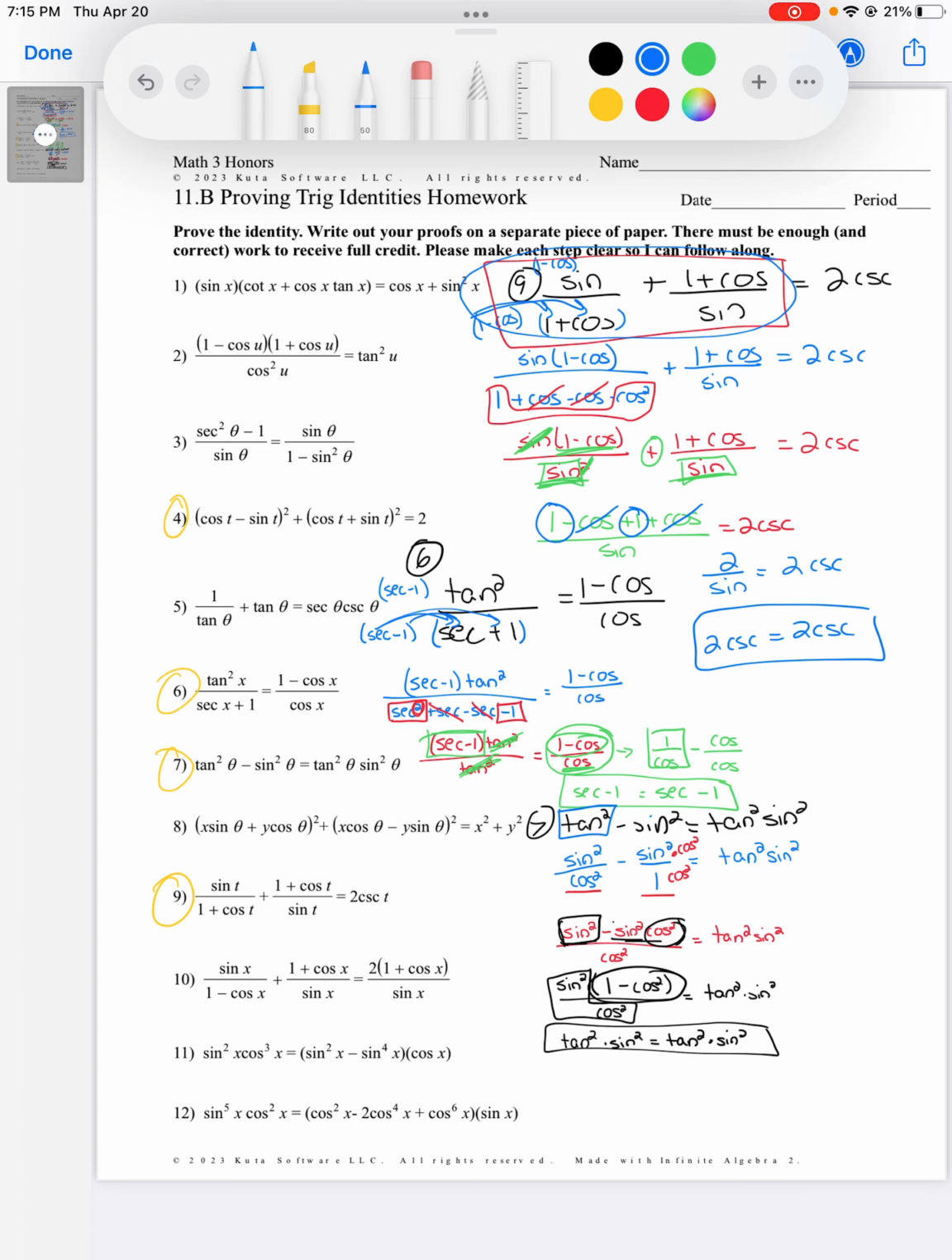Because if you're understanding why and how that works, hopefully you'll understand it better and remember it, because this is not something you can just memorize a process. There's those tips to help you, like changing things to sine and cosine, using difference of squares, but you need to make sure you can kind of understand what's going on.